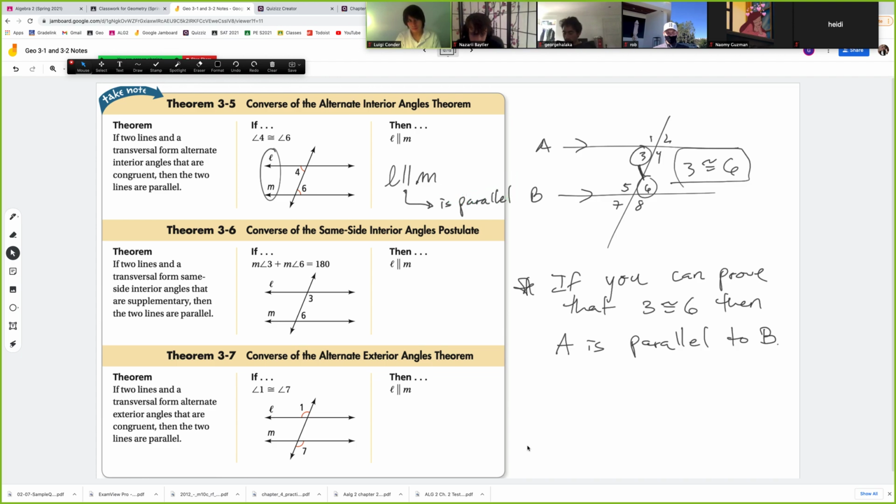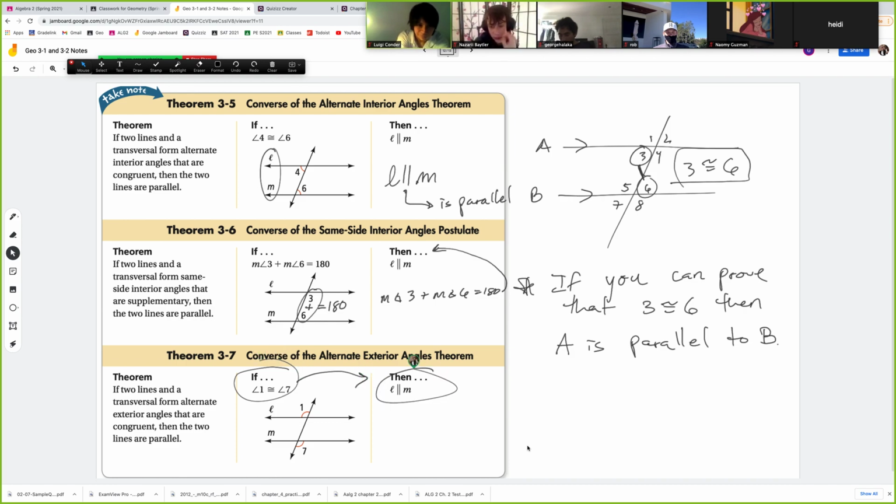So look at theorem 3.6. If two lines and a transversal form same side interior angles that are supplementary, meaning if the measure of angle 3 plus the measure of angle 6 equals 180, then L is parallel to M. If angle 3 plus angle 6 equals 180, then you have parallel lines. Okay? The same thing for 3.7, alternate exterior angles. If, right, you have it here, if 1 is congruent to 7, then L is parallel to M. All of them are the exact same, they are just the converses.